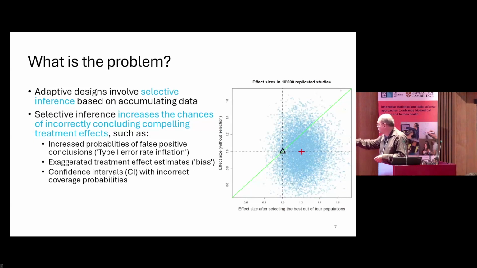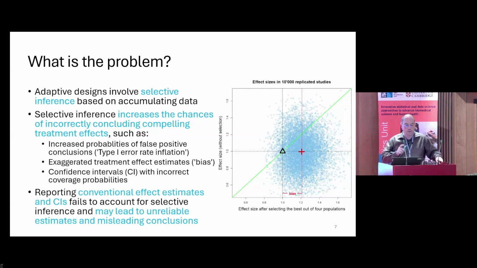However, you see the horizontal shift, and this is exactly the bias that I'm observing if I select the best out of 4 populations. And I can quantify it. It's 1.2 instead of 1. So the practical consequence is that on average, I'm reporting a treatment effect of 1.2 units rather than 1. So it's a 20% increased effect size that I'm reporting.